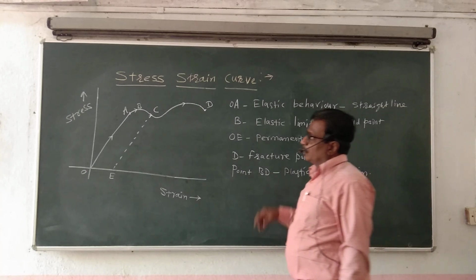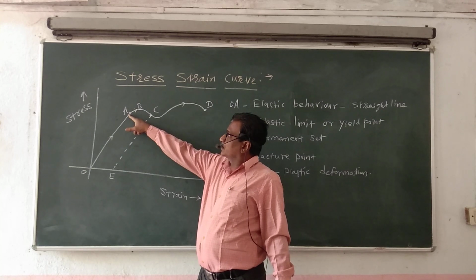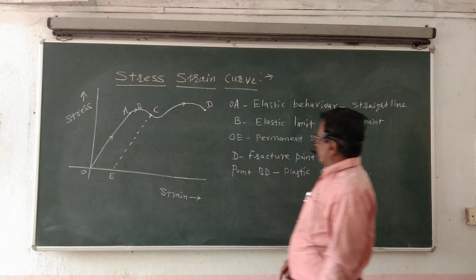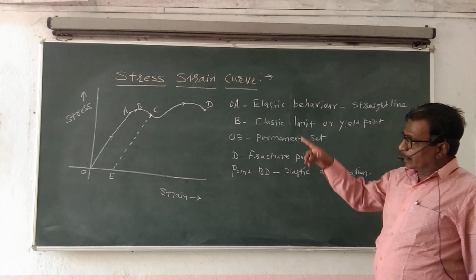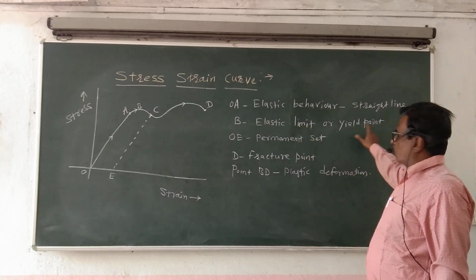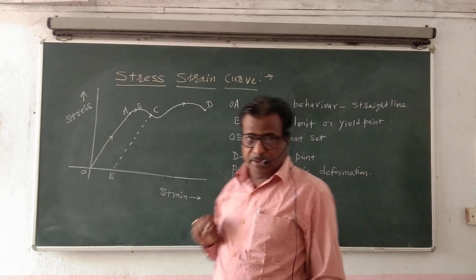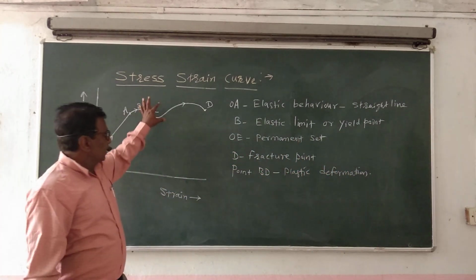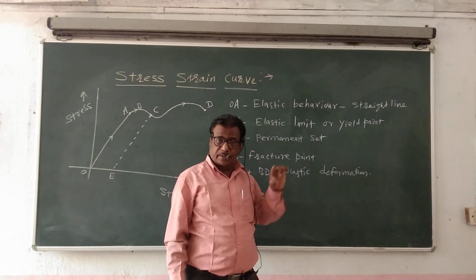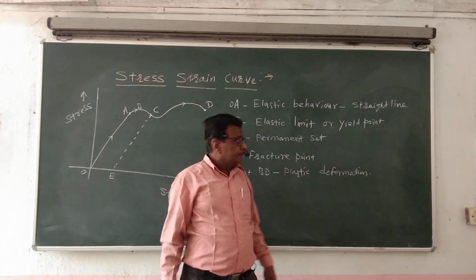Again, when we apply load to the same wire, the length of the wire increases from A to B. Then at point B, B is called the elastic limit, or it is also called the yield point. Yield point or elastic limit means that when we take out the load, the wire regains its original size and shape. So that is called the yield point.